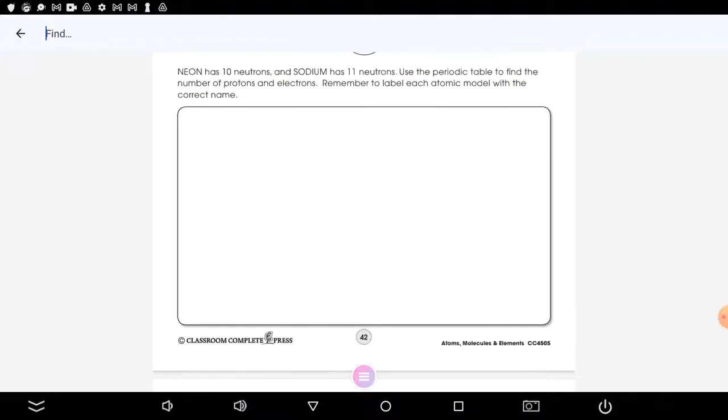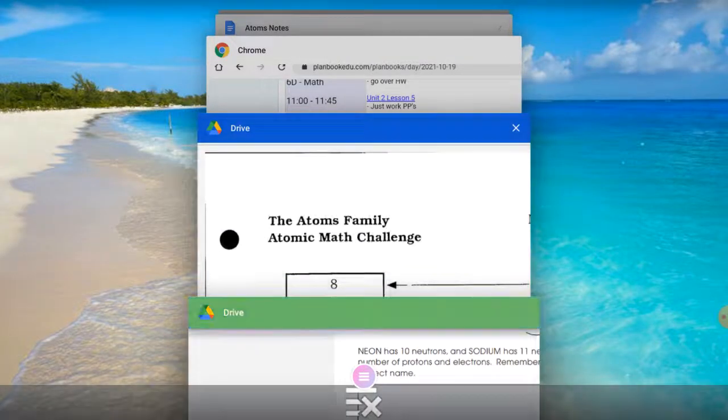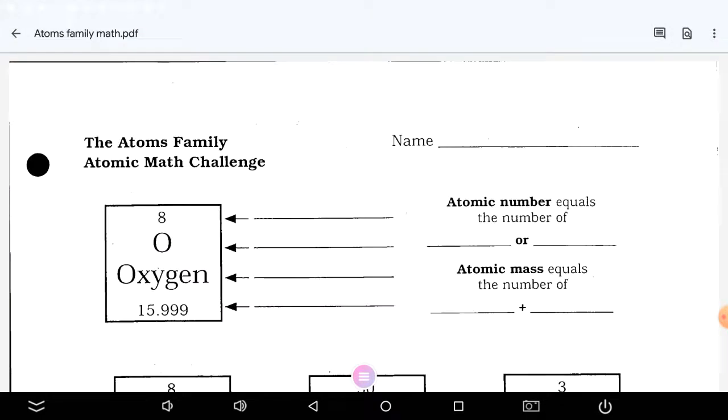Okay, next thing. Pull up the atoms family. Atomic mass minus protons equals neutrons. So it's a little play on words here. It's very, very similar to what we've been doing. It's just they're giving us the information in a different way. Instead of showing us the atomic model, what are they giving us? Yeah, the element from the periodic table.